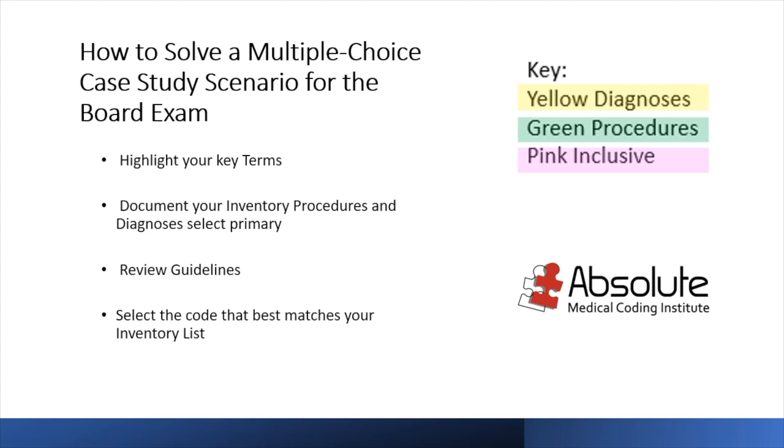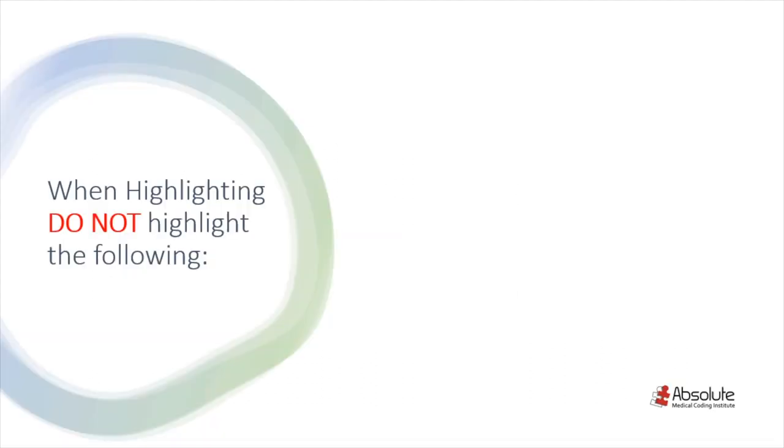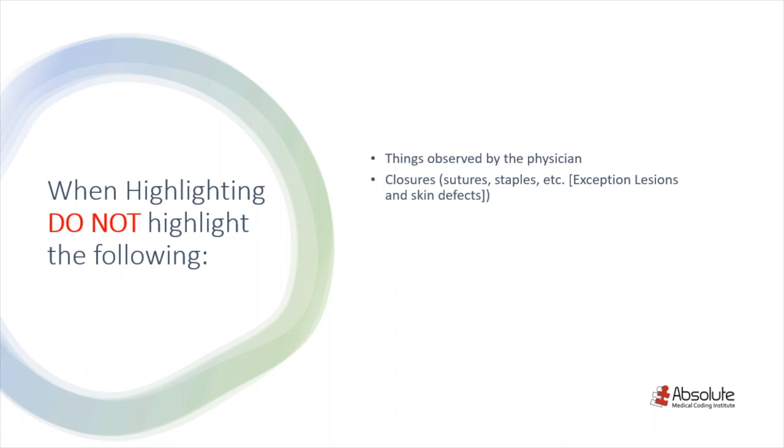All right, so here are some do nots. When you're highlighting, you can kind of get discombobulated. So we've compiled some things that you don't even have to highlight. Number one, don't highlight things observed by the physician because you cannot code for them. Number two, don't highlight closures. If a provider or surgeon is closing up a surgical site, there's no need to highlight it. However, if it involves a skin procedure or skin defect closure, you may definitely have to code that. So if it's closing a surgical site other than skin defects or wounds or lesions, you do not code it or highlight it.